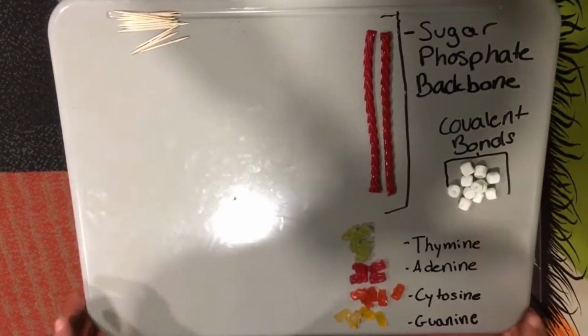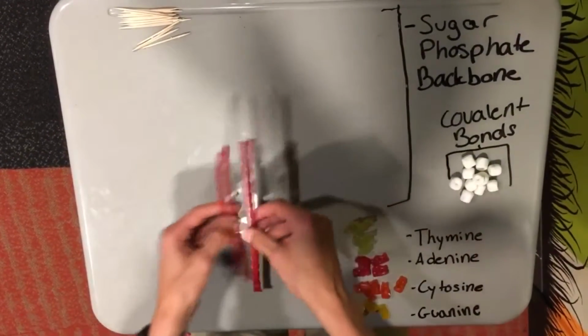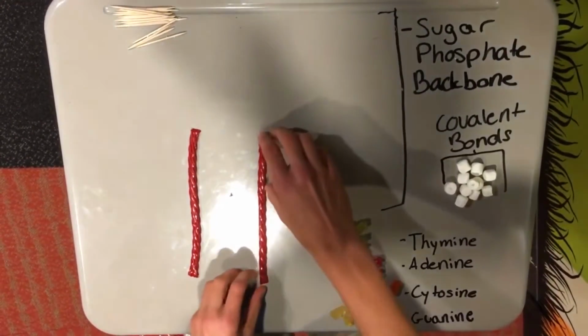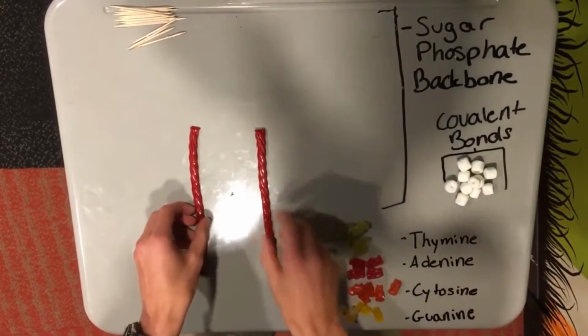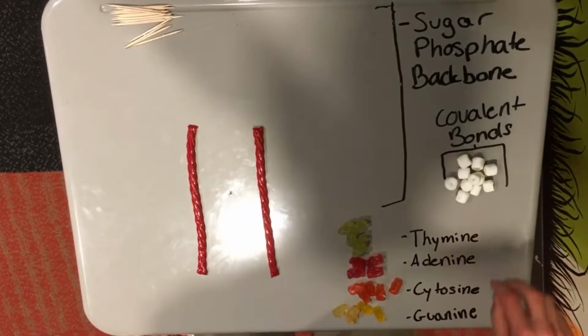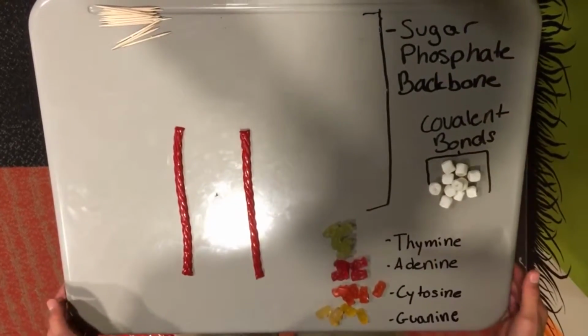This is DNA structure. For DNA structure, you have to have two sugar phosphate backbones. To hold the sugar phosphate backbones together, there are hydrogen bonds. Now, thymine and adenine always go together. Cytosine and guanine always go together too.